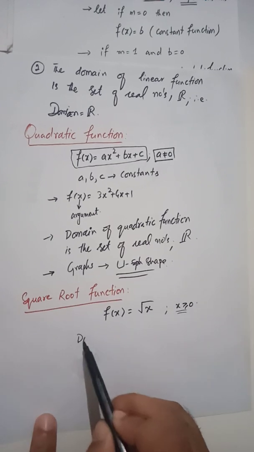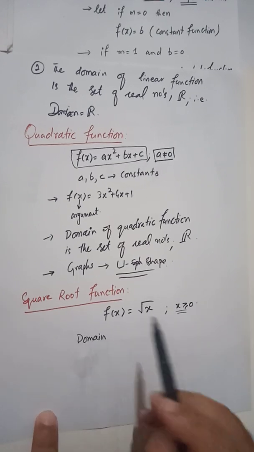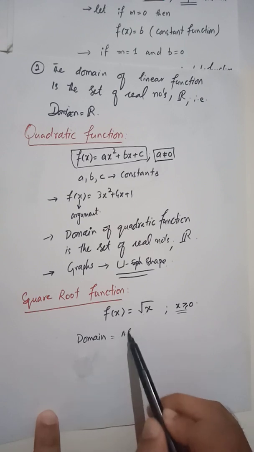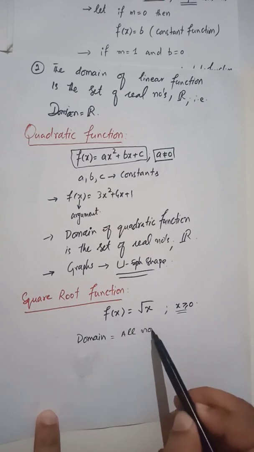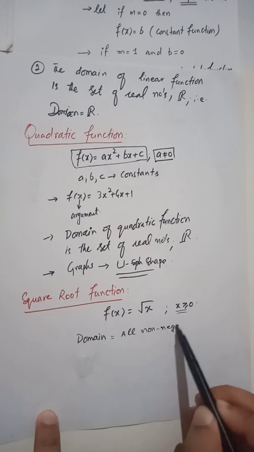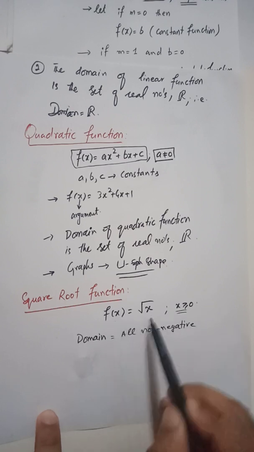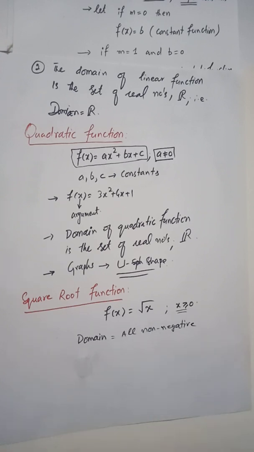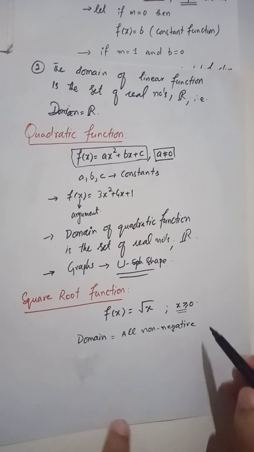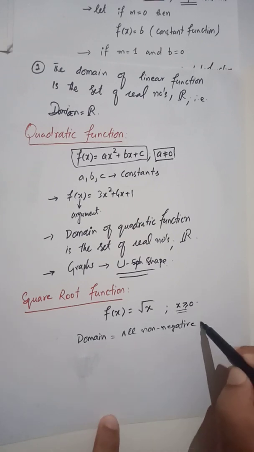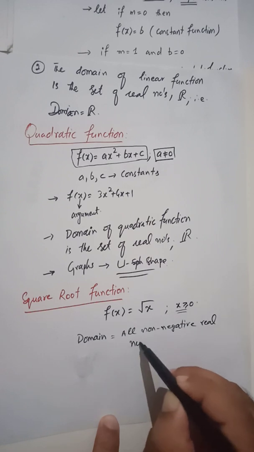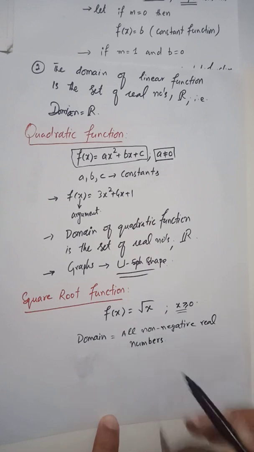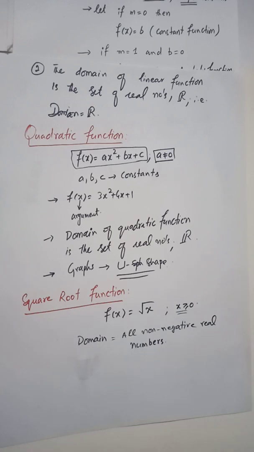So the domain of this square root function is all non-negative real numbers. 0 is included, because if you put 0 in the square root, you will get 0. So 0 is a defined value, so that's why this function is defined at 0. So 0 is included. So all non-negative real numbers, this is the domain of the square root function, and this is the definition of the square root function.